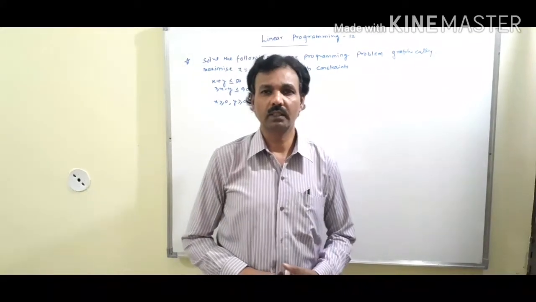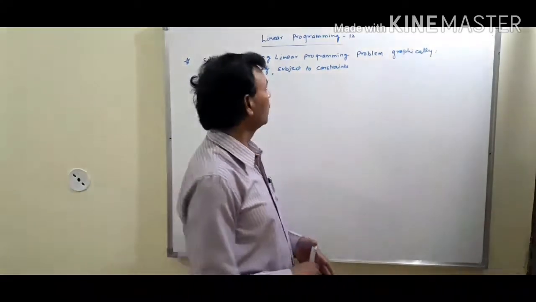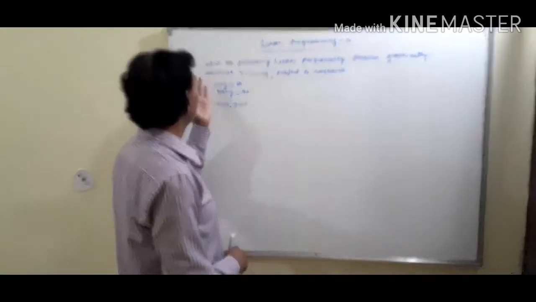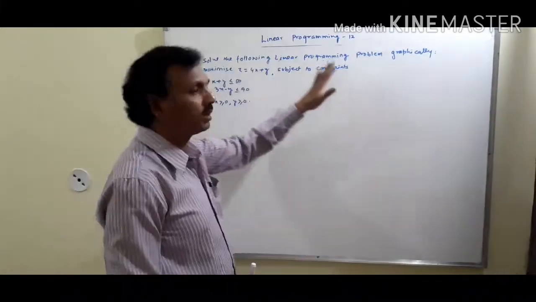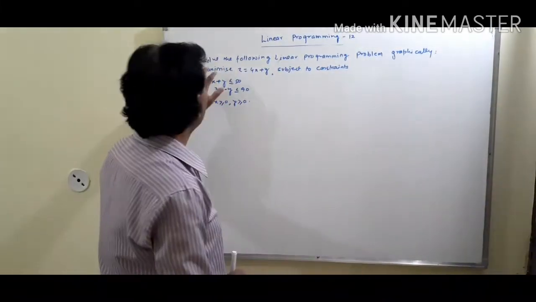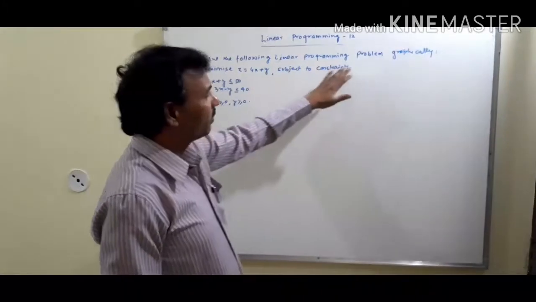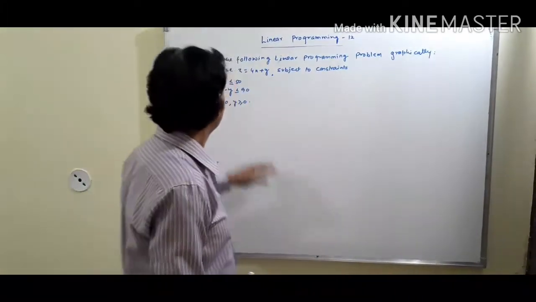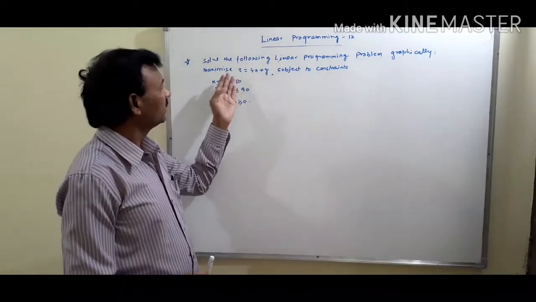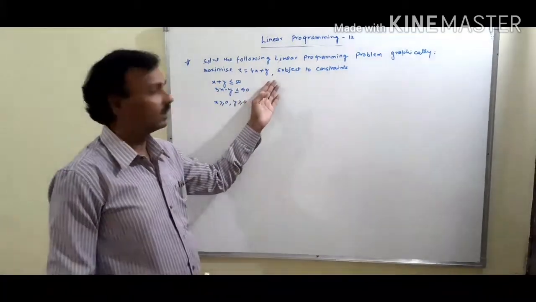Hello students, in this video we will discuss one example related to linear programming. Solve the following linear programming problem graphically and maximize z equal to 4x plus y.